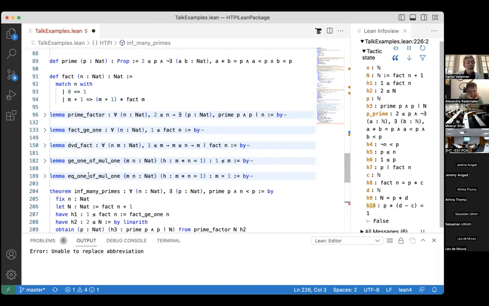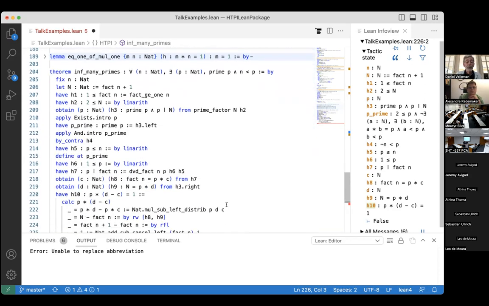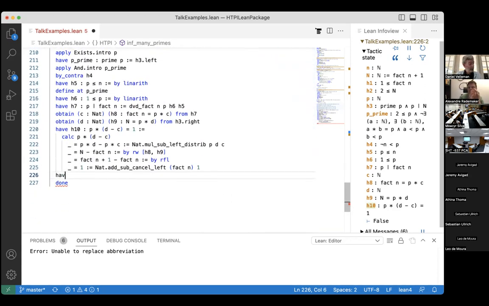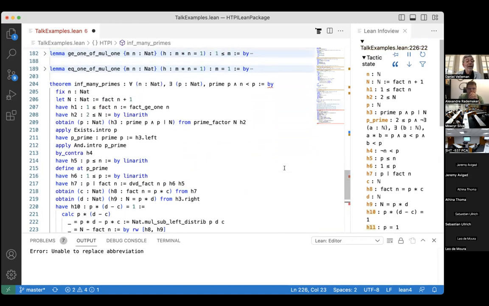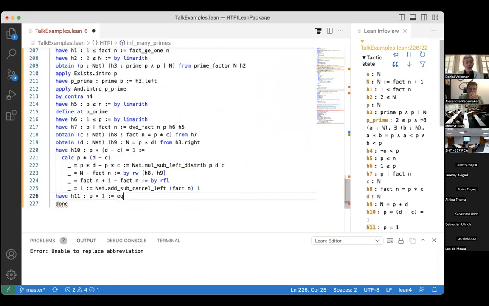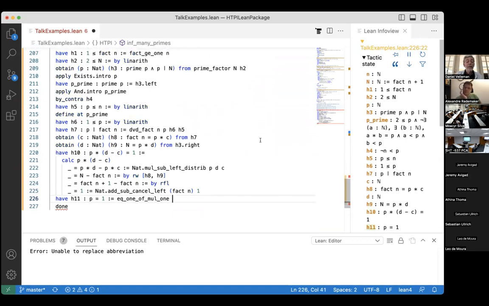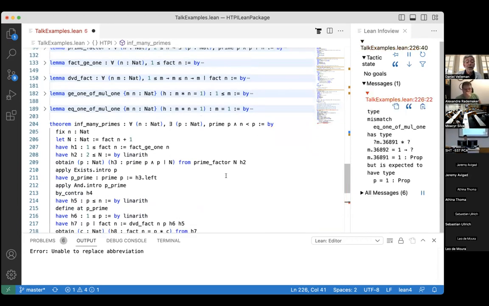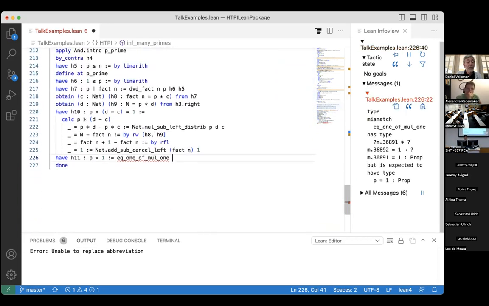I've got one more lemma I'm going to use, which is that if a product of two natural numbers equals one, if m times n equals one, then in fact m equals one. And so what's going to follow from what I've just proven is that p equals one. What was the name of the lemma? Eq_one_of_mul_eq_one was what I called it. And I have to apply that lemma to the fact that p times something equals one, that's H10.